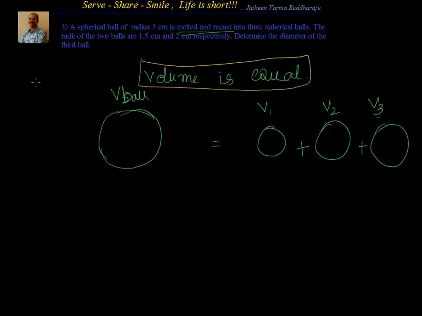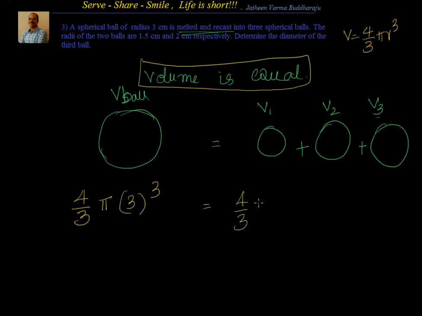And we know that we are dealing with a sphere here, and the volume of a sphere is 4 by 3 into pi into r cube. So it's very simple once you understand that. So let's put down the values now. Volume of the ball is 4 by 3 into pi into r cube. R is nothing but 3, so 3 cube, equal to the volume of the first small ball, which is nothing but 1.5.